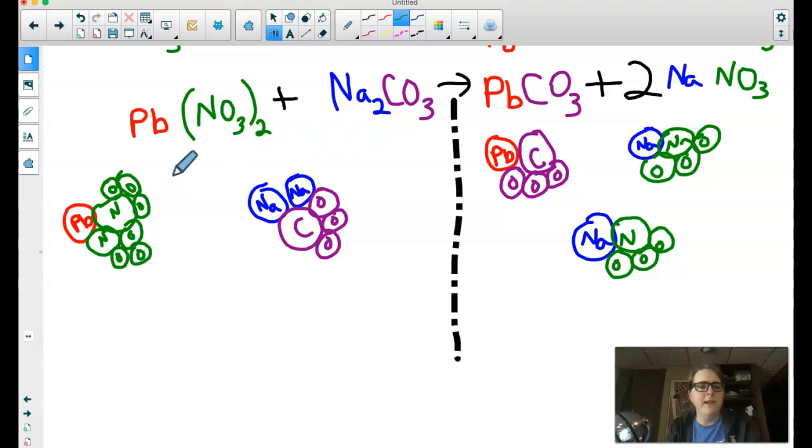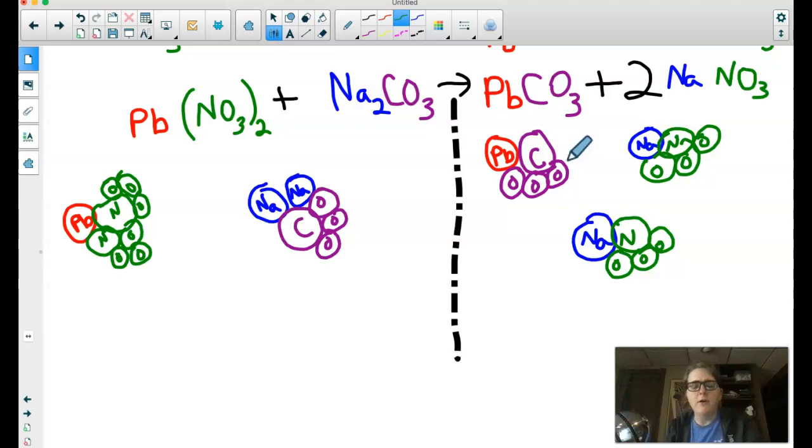I can also check my leads. I have 1 lead at the start, 1 lead at the end. So that's good. I have 2 sodiums at the start. I now have 2 sodiums at the end, so that one checks out. I have 1 carbonate at the start and 1 carbonate at the end, so that checks out.